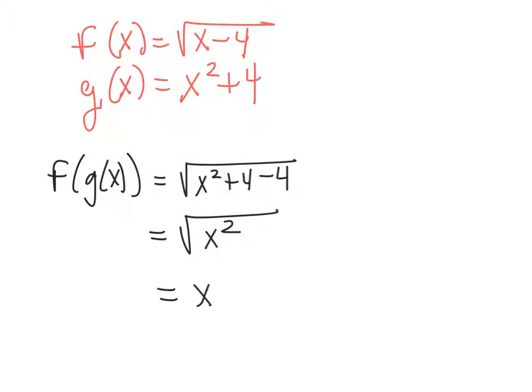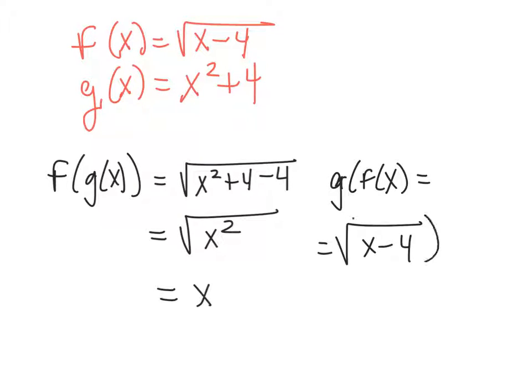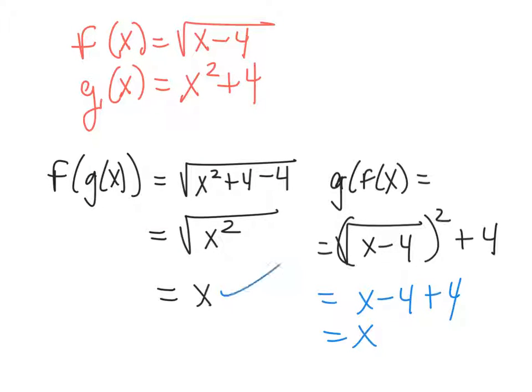And let's do our last one, where we do g compose f of x, or g of f of x. That would give us the square root of x minus 4 squared plus 4. Again, all we're doing is taking this value of f of x right here and plugging it into that x. So that gives us x minus 4 plus 4, which then gives us x. This works. Therefore, these functions are inverses of each other.